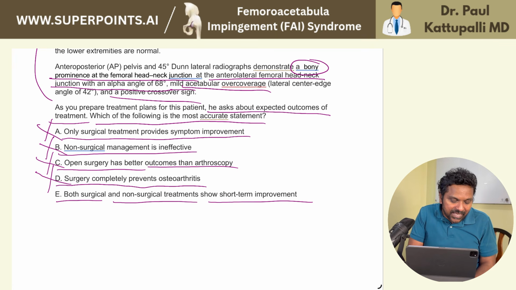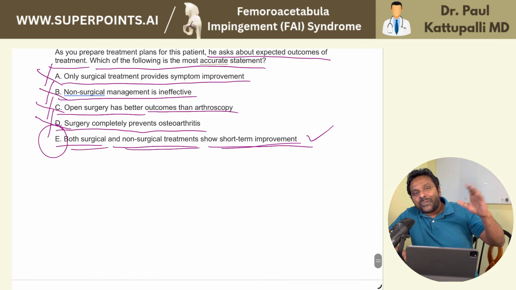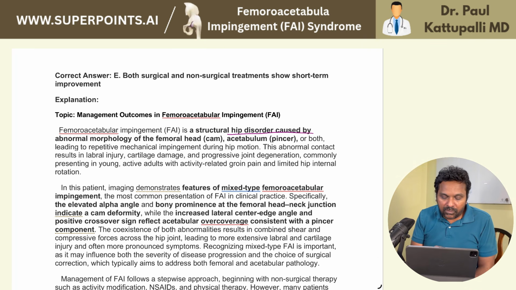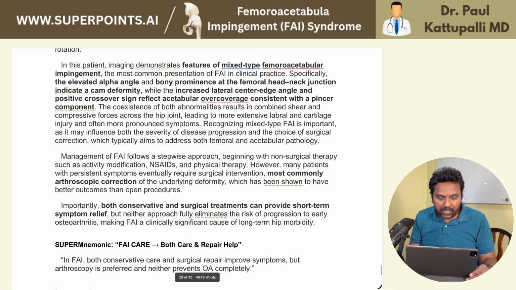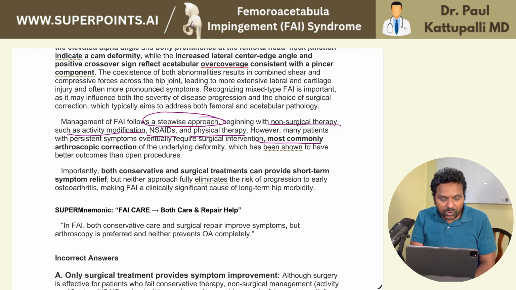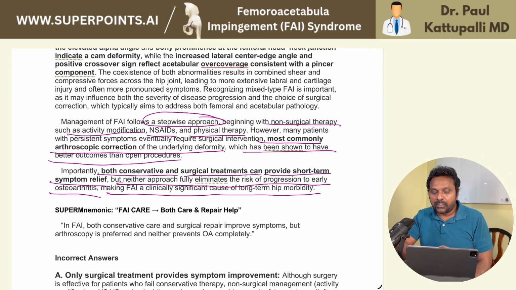So the only thing left is E. All right. Both surgical and non-surgical treatments show short-term improvements. That's how you remove answers and go to the correct answer. So femoroacetabular impingement is a structural hip disorder, and we already discussed those things. And the management goes in a stepwise approach. There is non-surgical therapy, activity modification, NSAIDs, physical therapy. Most commonly, there is arthroscopic correction of the underlying deformity, and it has been shown to have better outcomes than open procedures. Both conservative and surgical treatments can provide short term symptom relief, but neither approach fully eliminates the risk of progression to early osteoarthritis, making FAI a clinically significant cause of long term hip morbidity.